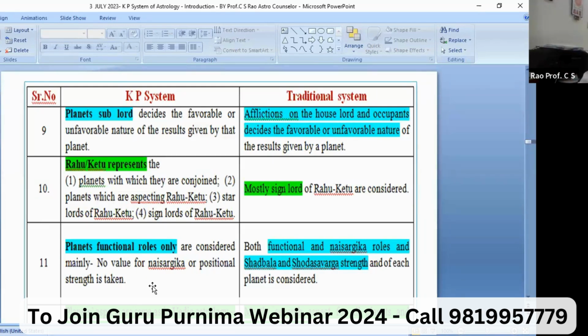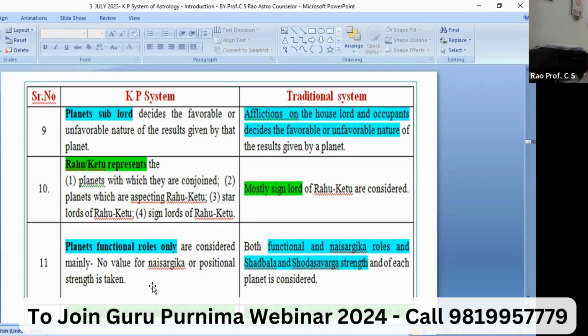We are not considering the motional strength. In the traditional system, we are considering the Shadbala. Motional strength is one of the Shadbalas. And Shodasvarga strength, we are considering that. So both functional and Naisargika roles are taken in the traditional system because of the Shadbala and Shodasvarga strength. Shadbala strength is taken in each division. Divisional signs we are taking in the traditional system.